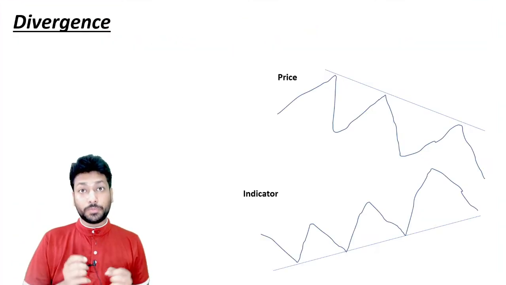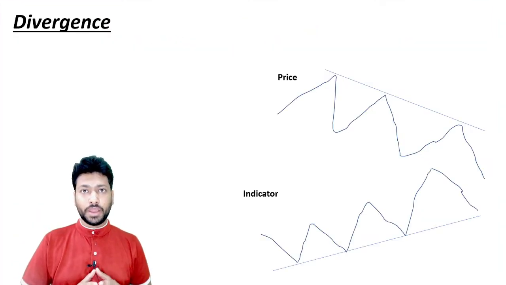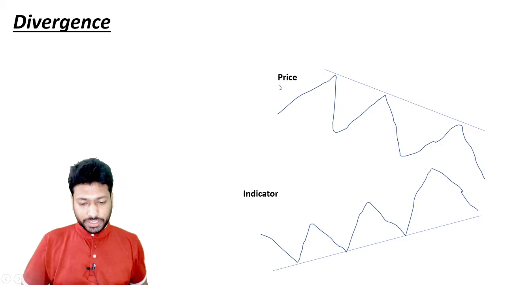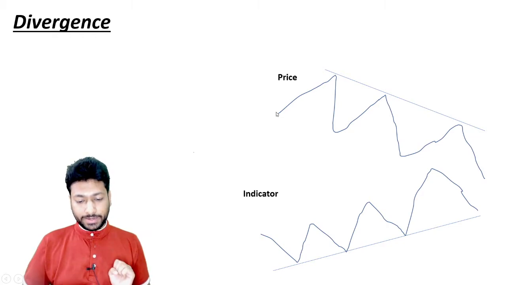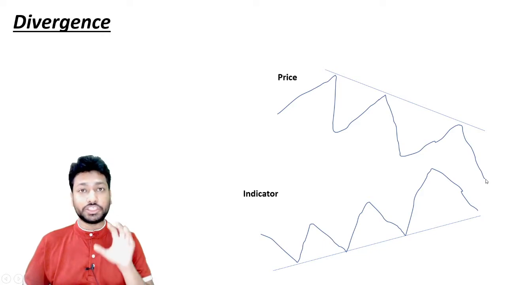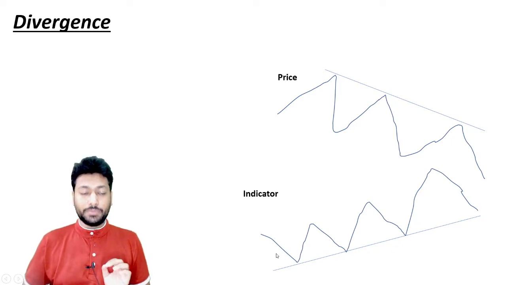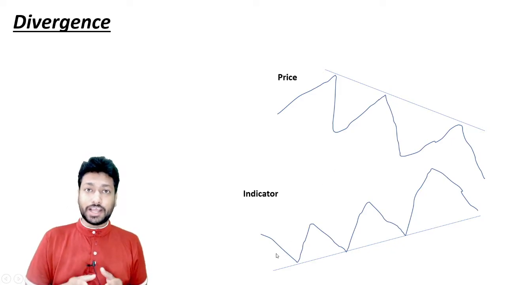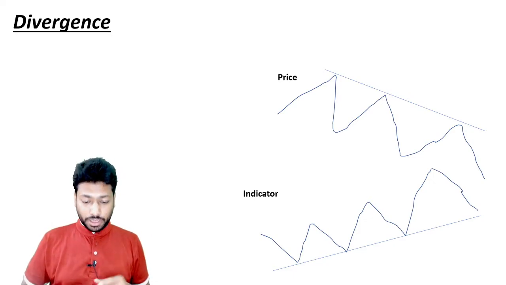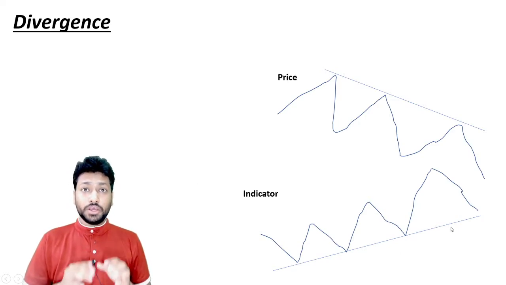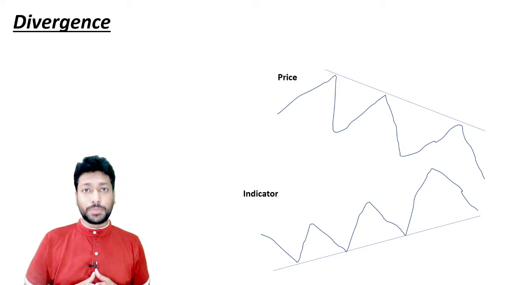In the stock market, divergence is an important concept. Divergence means a difference of opinion between the price and the indicator. As you can see here, the price is going downside, making lower lows: it was at this level, then it decreased more, and then more again. So price is on a downside track, while whatever indicator you are using, like RSI, MACD, stochastic, or any other, is showing an upside trend. This is called a divergence, or difference of opinion.